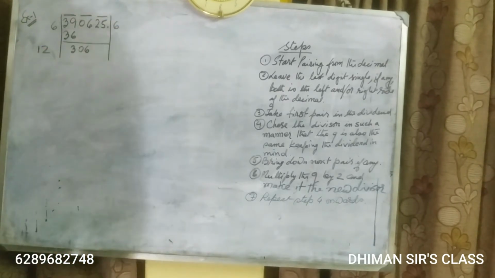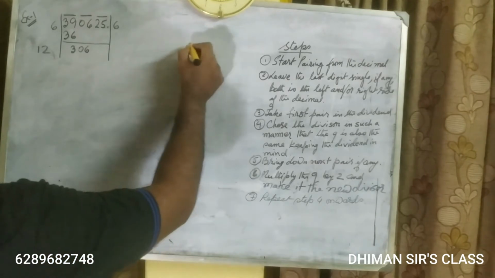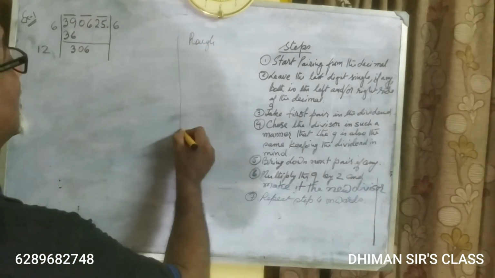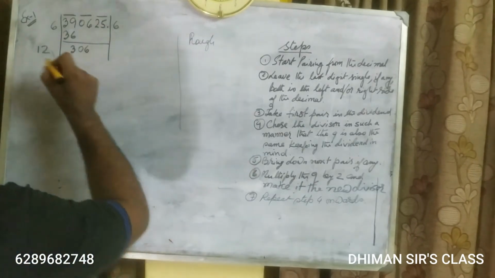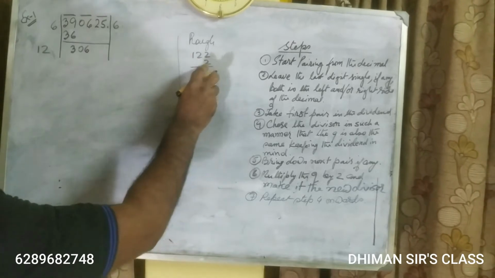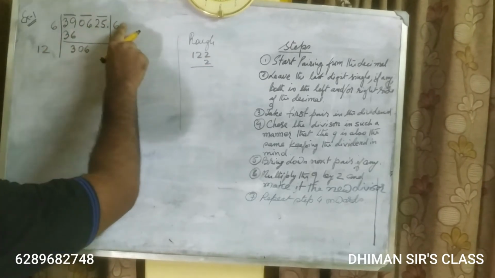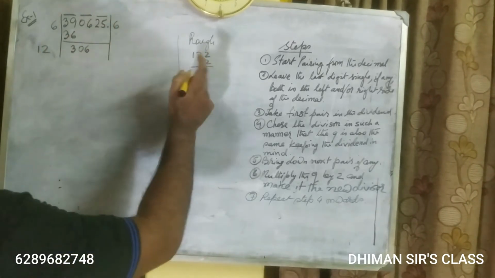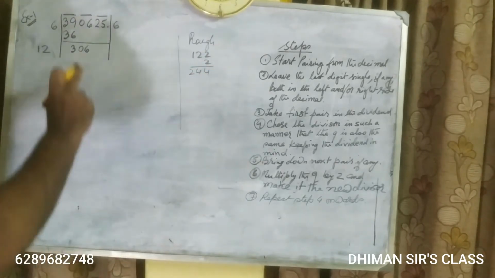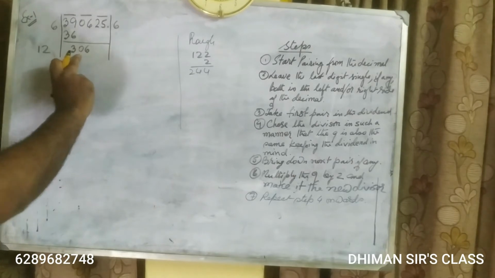So, let us see if it is 1 and rough. Now, if it is 122, then we will multiply by 2. Last digit is 2, here also we will take 2. So 122 into 2, that means 244. 244 is smaller than 306.